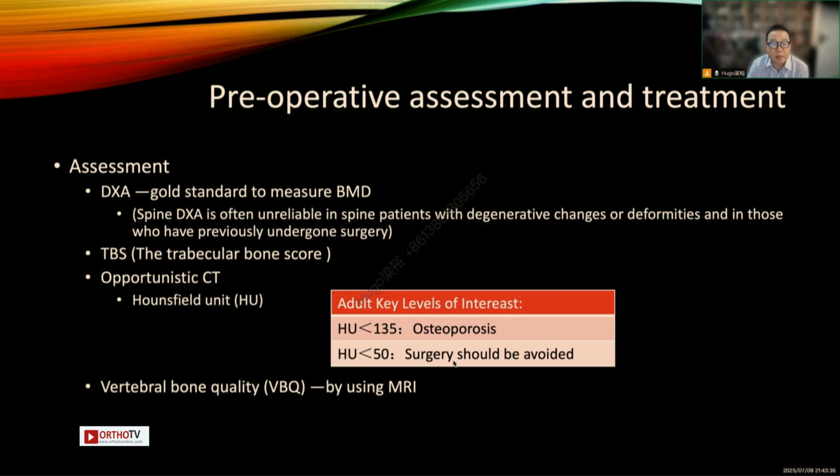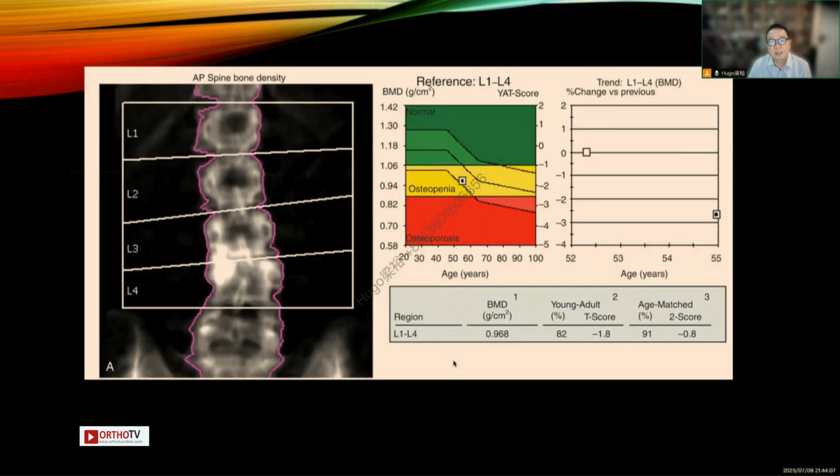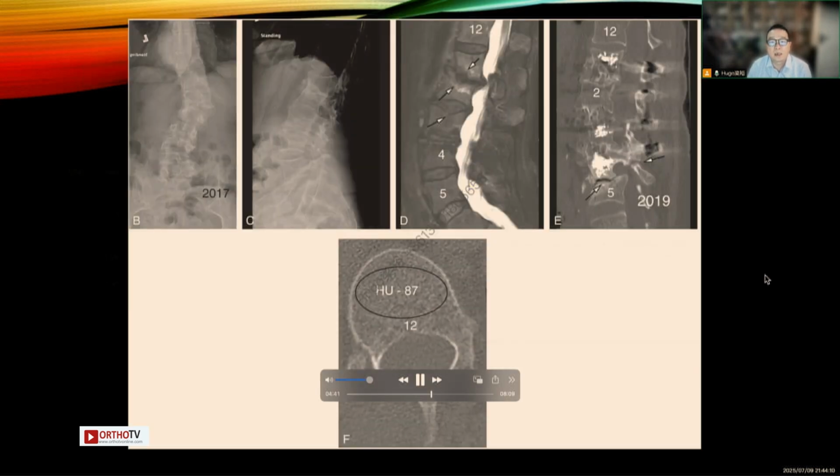We need to be familiar with HU. If the HU is below 135, it suggests osteoporosis. If the HU value is below 50, surgery should be avoided. In recent literature, some authors try to measure bone density by means of MRI. These are the DEXA and HU, quantitative CT scan.